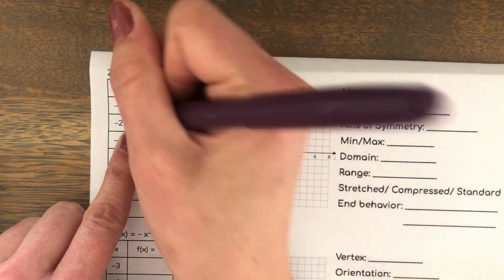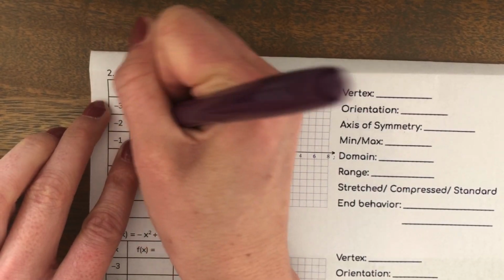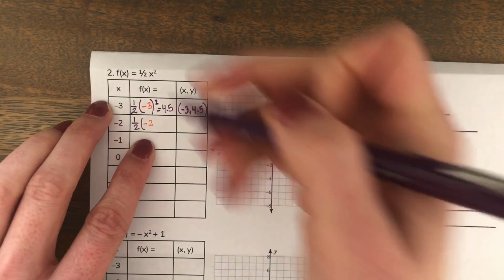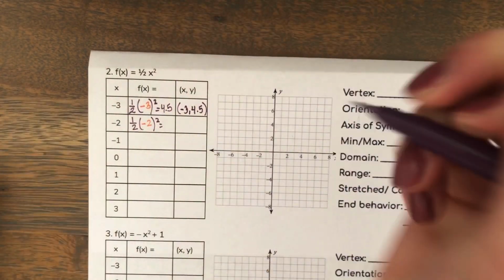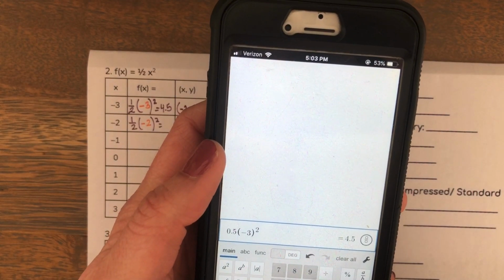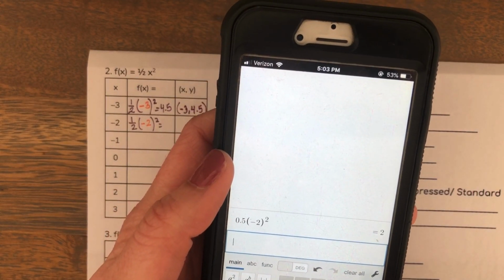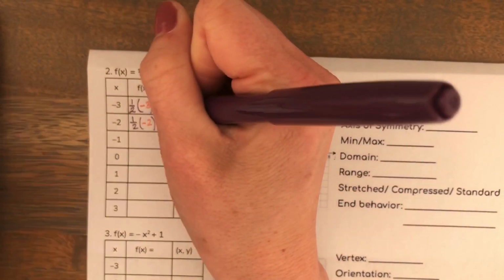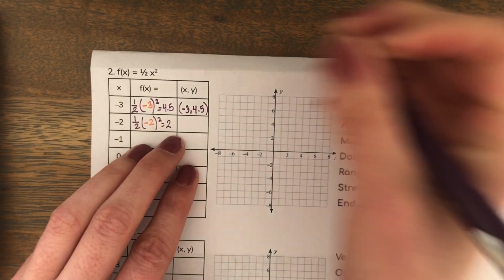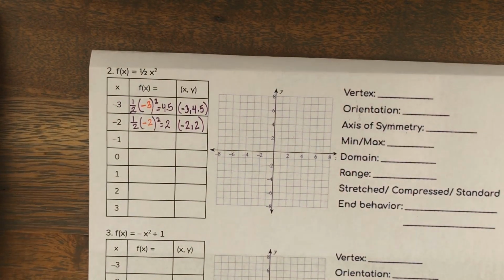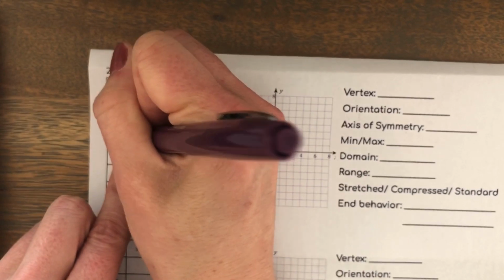And then you do the same thing down here for -2. So plug in -2. So I'm just going to go back and fix that. Oops. And then it'll be 2. So your ordered pair would be -2, +2. And then -1, same thing.